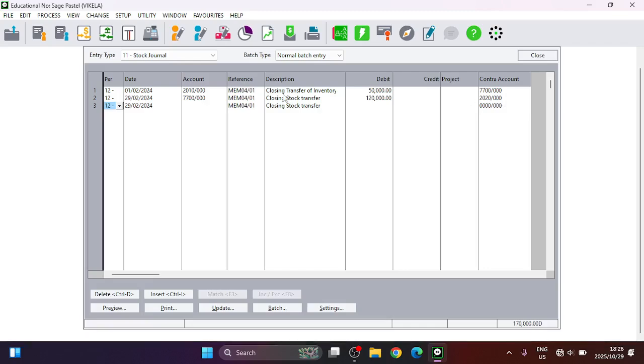So that is the explanation of stock journal. I hope you understood it. And these amounts here now will appear in the statement of comprehensive income because you will have opening stock with the purchases minus closing stock. There it is. It'll give you a cost of sales. So that is a short clip explaining closing transfers. I wish you well. Thank you.